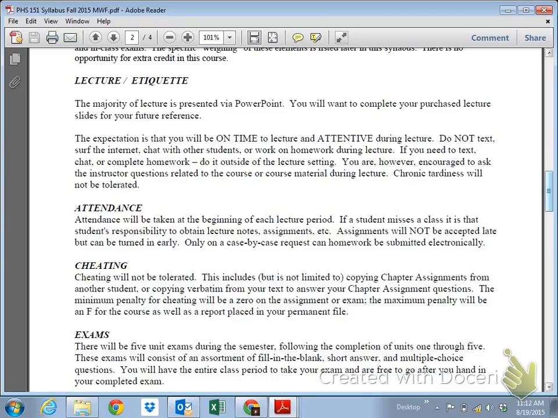So exams, there are 5 unit exams this semester. Let me give you the exam schedule, so we're all on the same page. Here's your exam schedule, but it says tentative, so it won't be any sooner than this. These are all Wednesdays. But they could be Fridays, you know what I'm saying? We're not quite there.